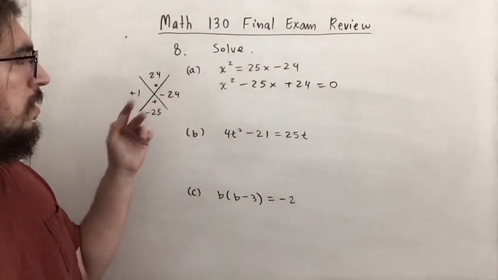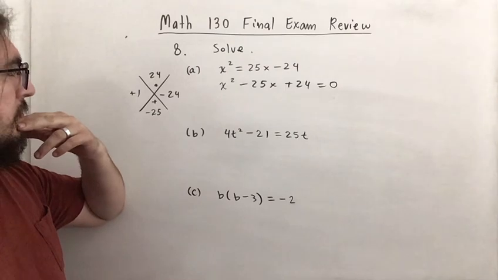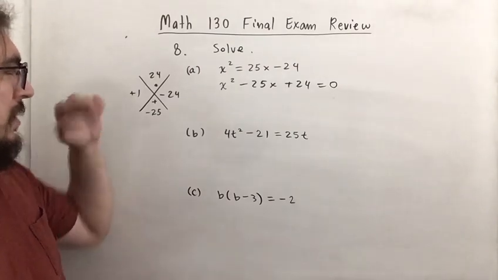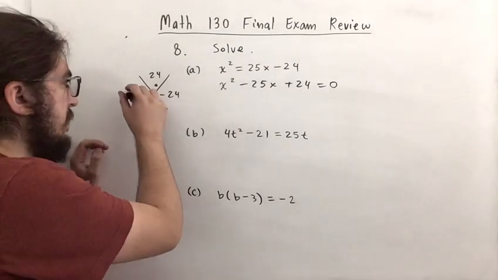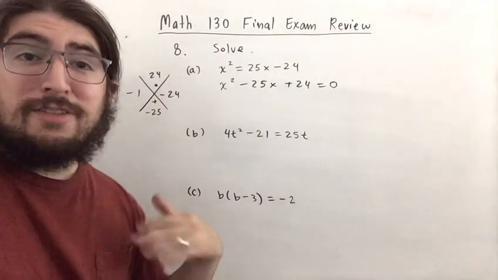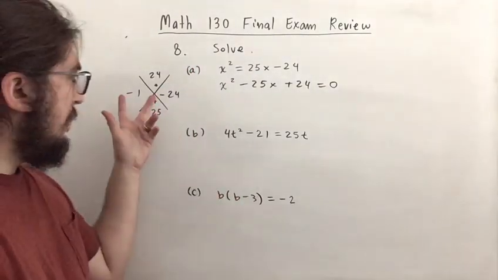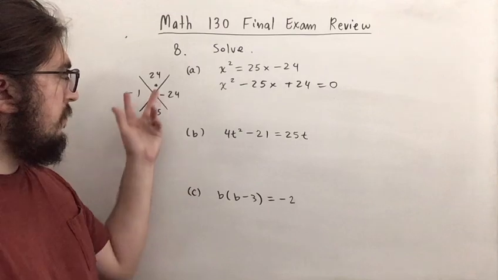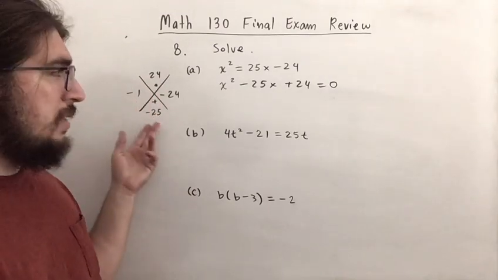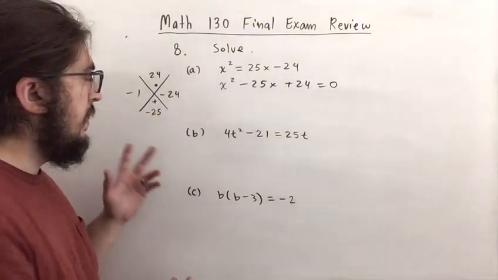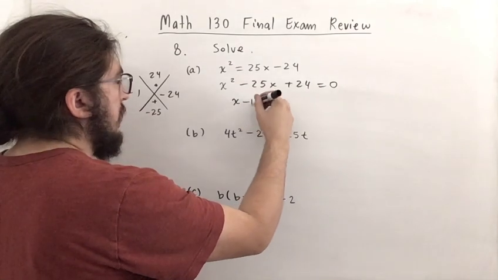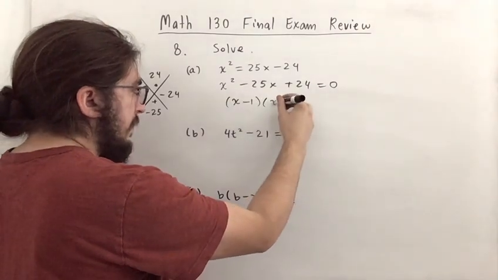Actually they're both negative, my mistake. To multiply to a positive, they either have to be both negative or both positive. But in this case, since they're both the same sign and add to a negative, they must both be negative. So that means this factors as x minus 1 times x minus 24. Perfect.